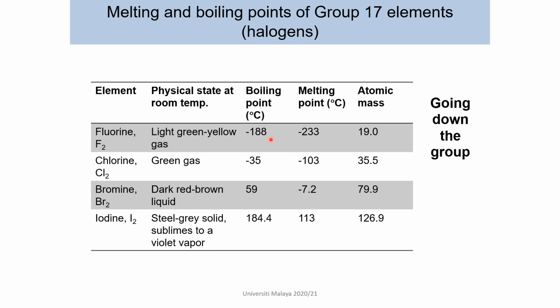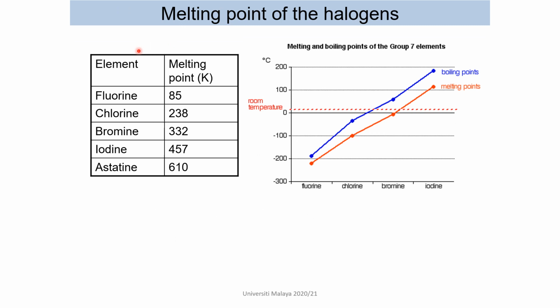So you can see that the melting and boiling point increases going down the group. This is unlike group 1, the alkali metals. Going down the group, the melting and boiling point of halogens increases with the increase of their atomic masses. This is the melting point of the halogen group in units of Kelvin. So you can clearly see the increase from 85 to 610. This correlates with the increase in atomic mass of the halogens.